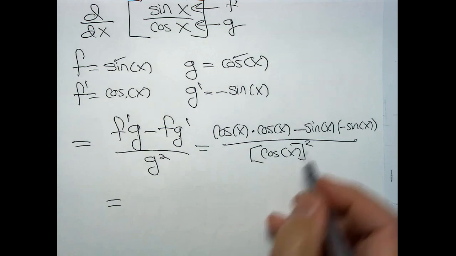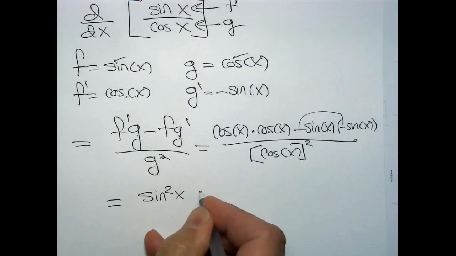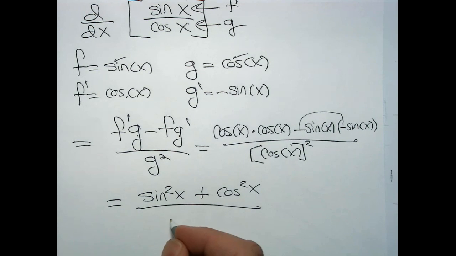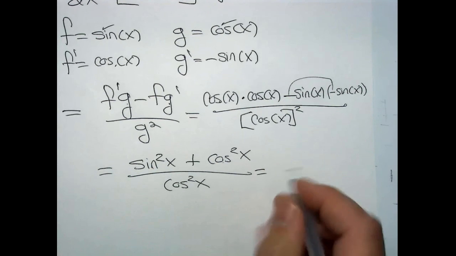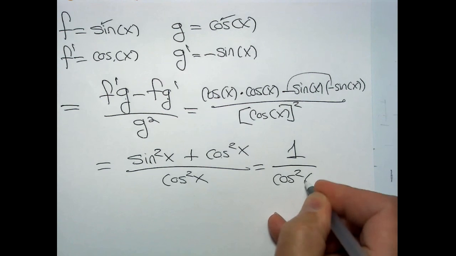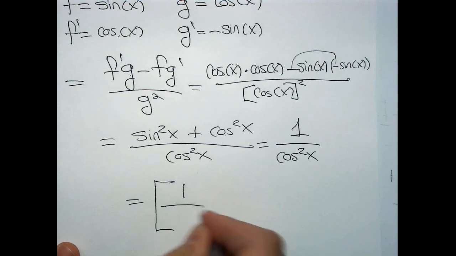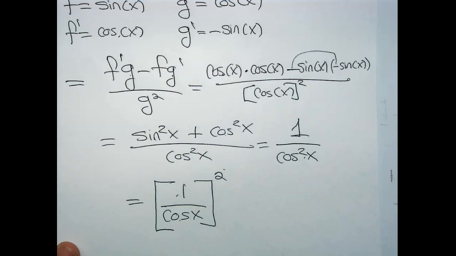Let's take a close look at what's on top here. A negative times a negative is positive. Sine times sine is actually sine squared. Plus, cosine times cosine is cosine squared. And this just is cosine squared right here. But by the Pythagorean identity, isn't it true that sine squared plus cosine squared of any quantity is equal to 1? And in fact, we can make it even simpler than that. If I package this up as 1 over cosine and square it, 1 squared is 1, cosine squared is cosine squared, we have a name for this thing. It's called the secant.